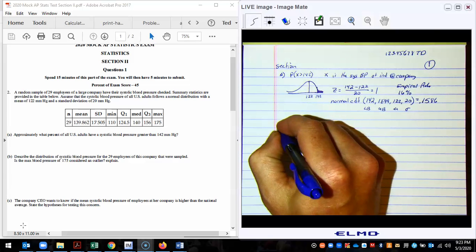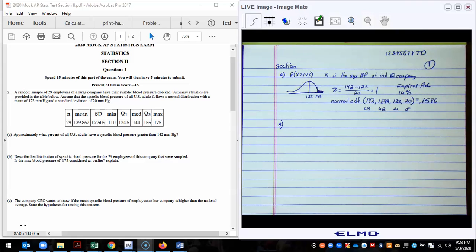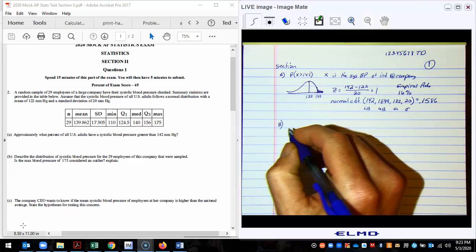All right, so now we're going to roll on to question B. Describe the distribution of systolic blood pressure for the 29 employees of this company that were sampled. Is the max blood pressure of 175 considered an outlier? This is me editing this problem. They're probably not going to ask you two different things on one letter. However, I wanted to get that in there, and this was a PDF file, and I didn't want to rearrange a bunch of stuff, so I just added it in there.